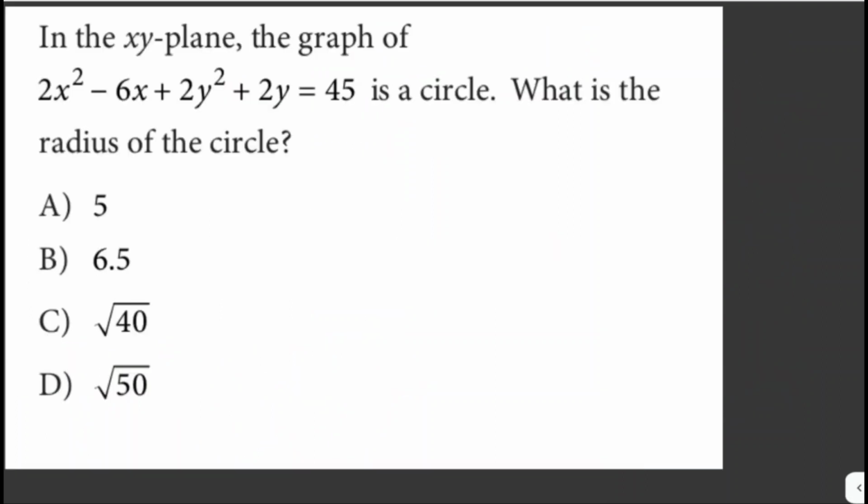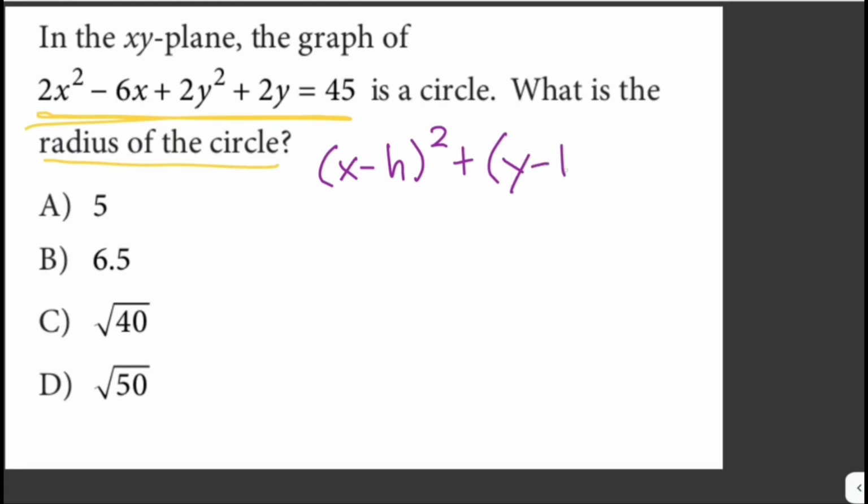In the xy plane, the graph of 2x squared minus 6x plus 2y squared plus 2y equals 45 is a circle. What is the radius of the circle? So the equation of the circle given here is in general form. Now to solve for the radius of the circle, we need to write this equation in its standard form, which is x minus h squared plus y minus k squared equals r squared, where h and k is the center, and then r is the radius.